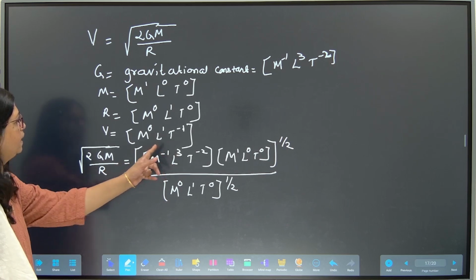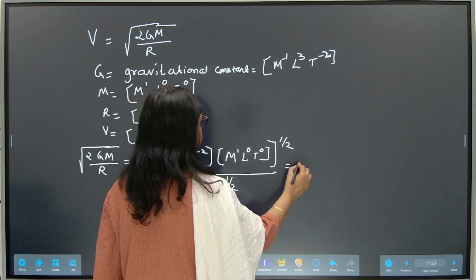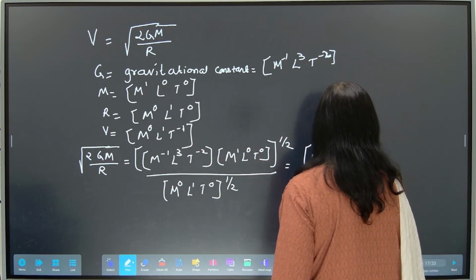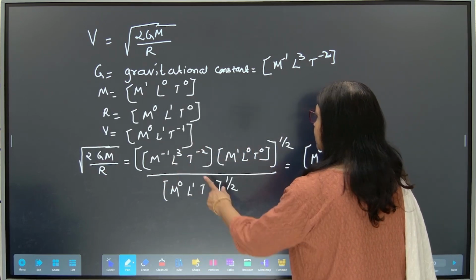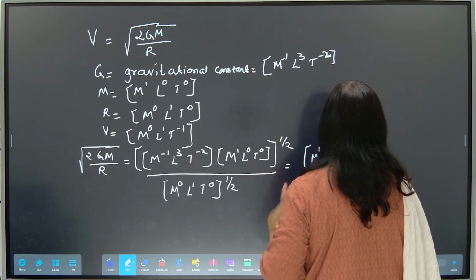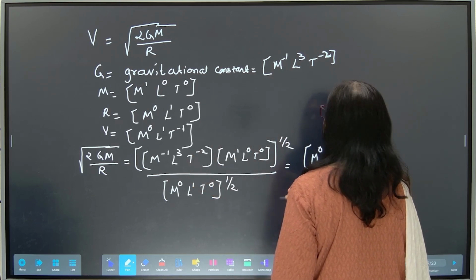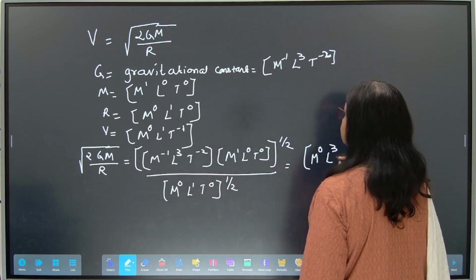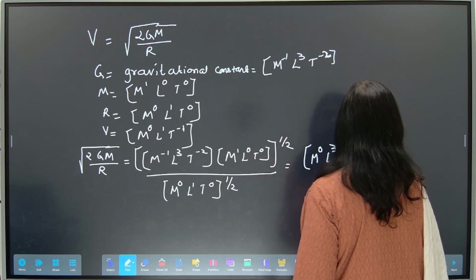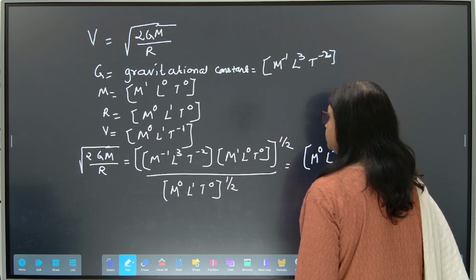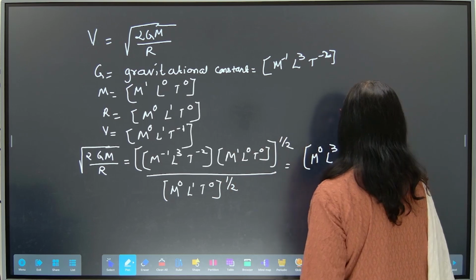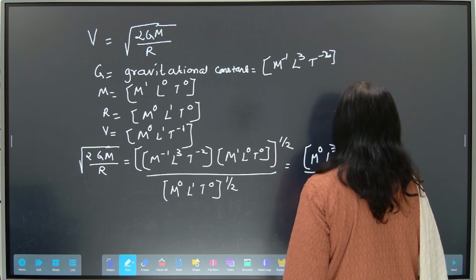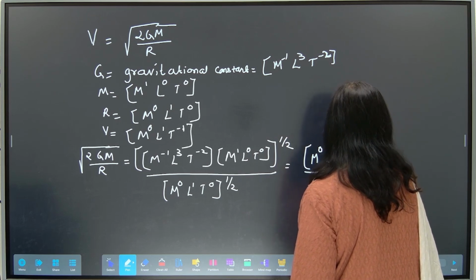Okay. So now let me multiply these two. What is the multiplication? Adding the powers. Minus 1 plus 1, 0. M raised to 0. L raised to 3 plus 0, L raised to 3. Then T raised to minus 2 plus 0. So T raised to minus 2. Now what should I do with half? Keep it as it is. What should I write down in the denominator?